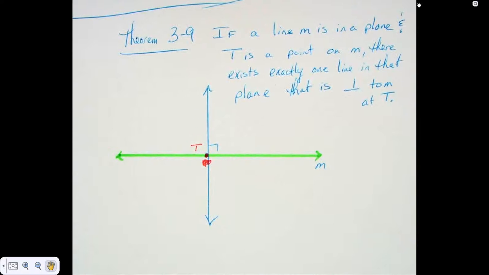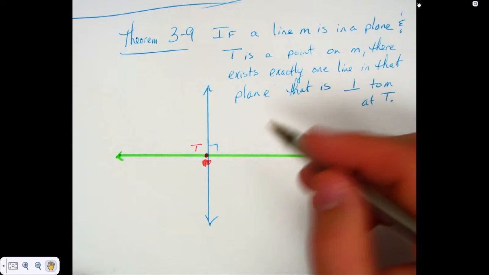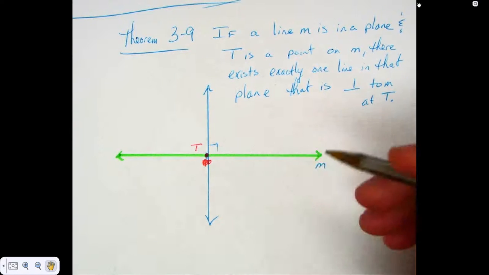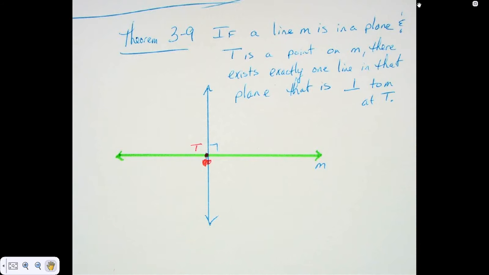Okay, any questions there? Does that make sense? How there's only one line that can be drawn through any point that's perpendicular to a line? Okay. Let's get our worksheets out.